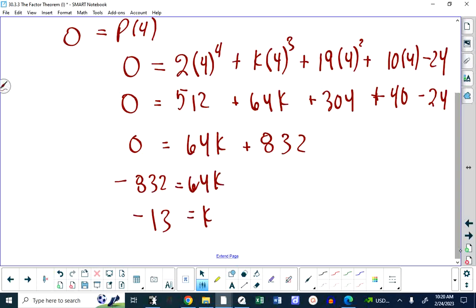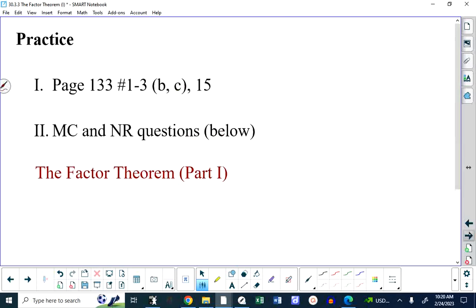The strategy you use is the same thing. You have to put in a pair of numbers that make the equation true. And in this case, we put in 4 for x, and we set the whole thing equal to the remainder, which was 0. Some practice problems, you know the drill. Textbook questions are good to practice, especially, I suspect that when you take a look at 15, it's like what we did before with the 15 from today. And then I have some multiple choice and numerical response questions as well. And I think you have about 20 minutes here to work on this. Okay.